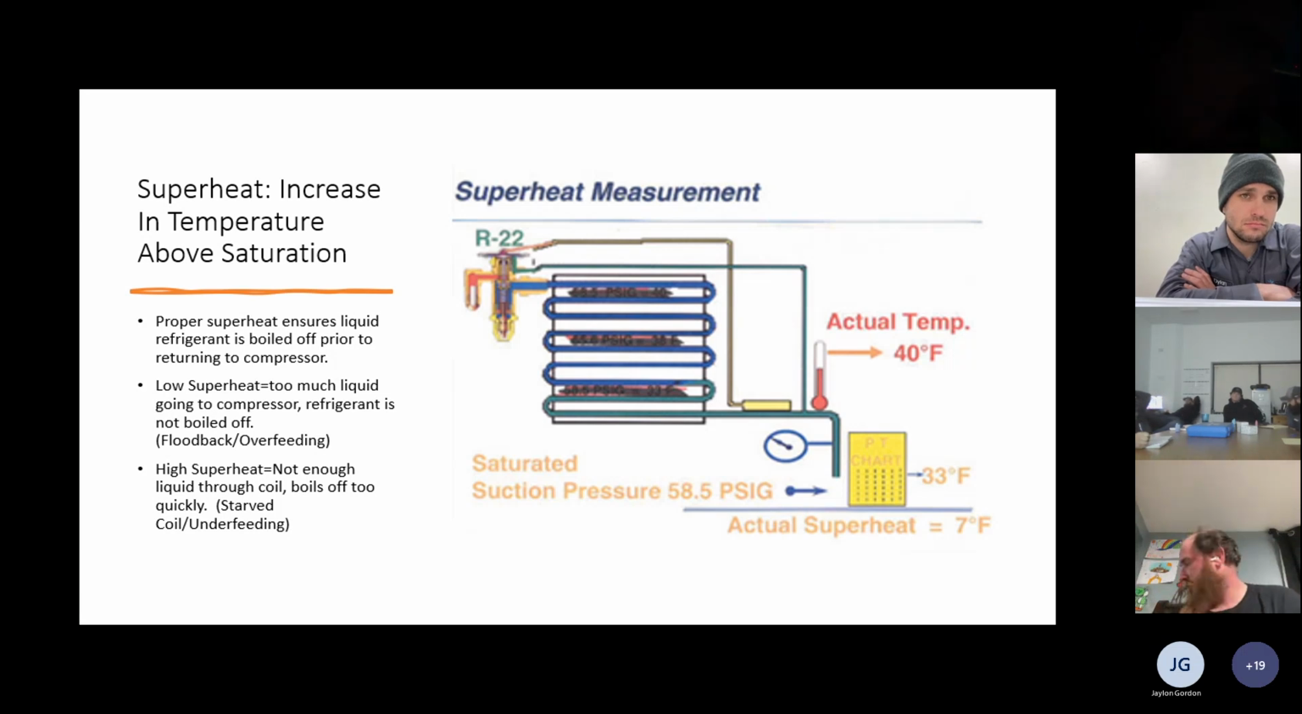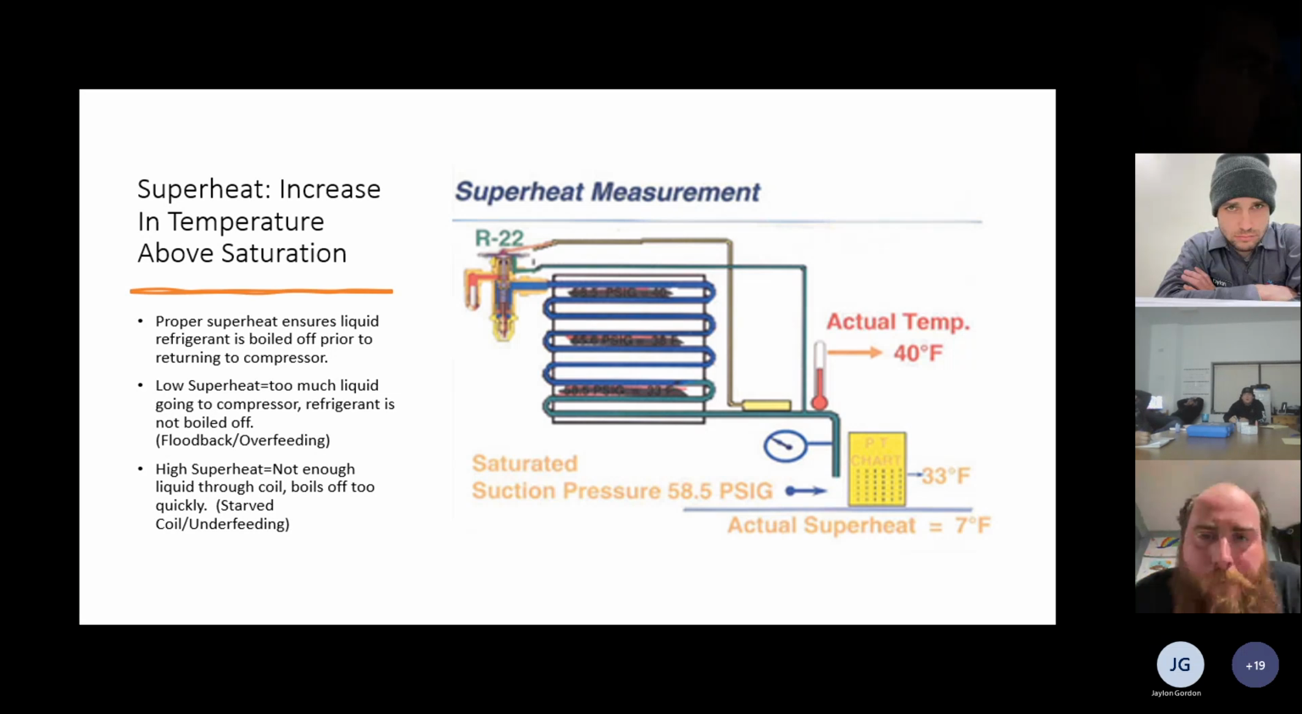There's also a picture on here to give you a rough idea of how to properly set or check superheat. You've got your suction gauge on there, right? It's 58.5 PSI, which according to your PT chart converts to 33 degrees Fahrenheit. Then you take your temp clamp and put it on your suction line near your expansion valve bulb. You have a line temp of 40 degrees Fahrenheit. The difference between those two numbers is 7 degrees.